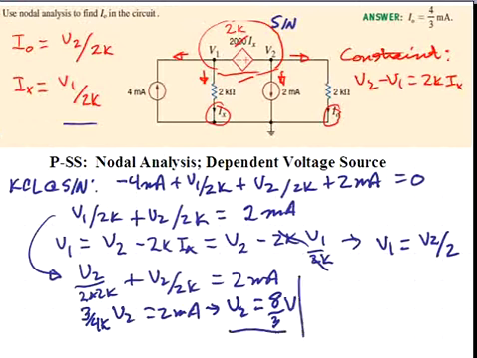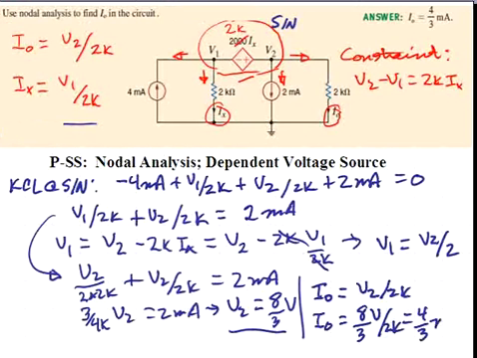Now we can apply the other auxiliary equation. I_O is equal to V2 divided by 2K. I sub O is equal to 8/3 volt divided by 2K, and this would be 4/3 milliamp.